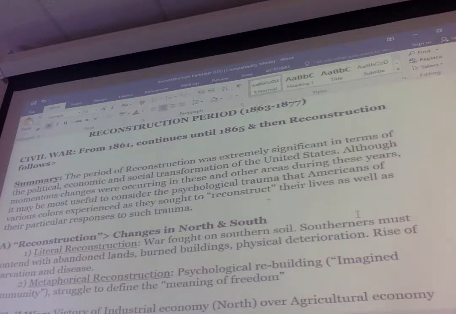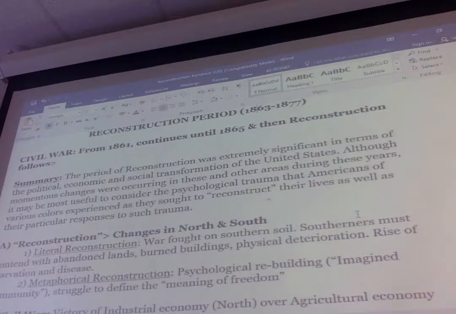And for the freedmen, right? Suddenly you have 4 million folks that were slaves one day and are free the next. How are they going to imagine community? How are they going to define freedom for themselves? Because you can argue no one can give you freedom. You have to take it. You have to define it for yourself.